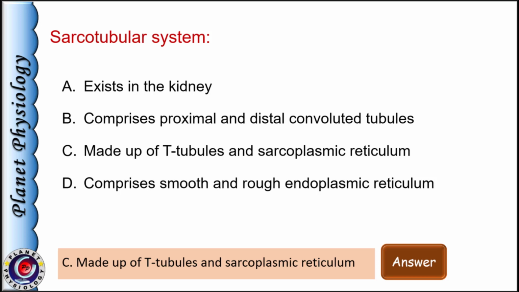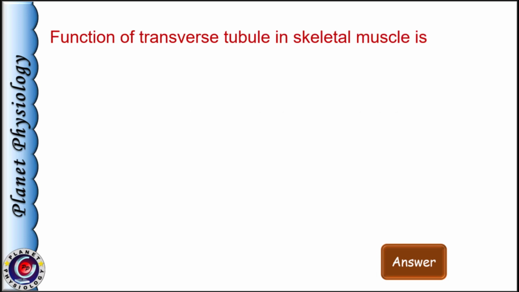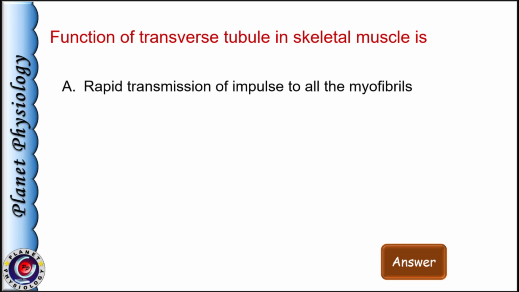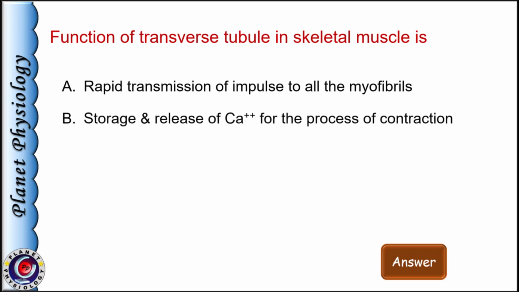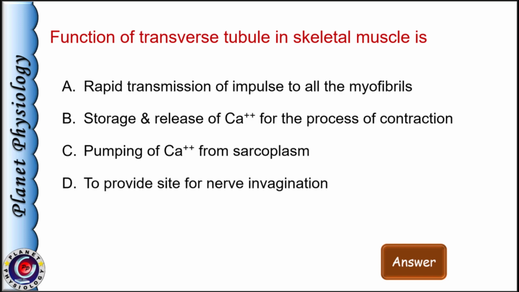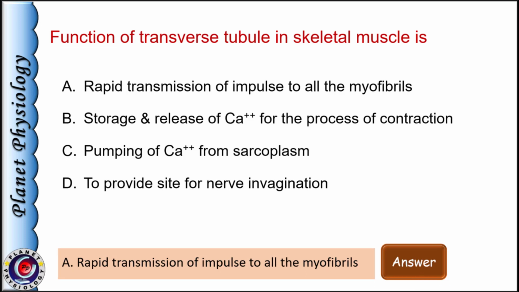Next question. Functions of transverse tubule in skeletal muscle is A. Rapid transmission of impulse to all the myofibrils. B. Storage and release of calcium ions for process of contraction. C. Pumping of calcium ions from sarcoplasm. And D. To provide site for nerve invagination. Again a simple question. Yes, transverse tubule is concerned with rapid transmission of impulses to all the myofibrils.